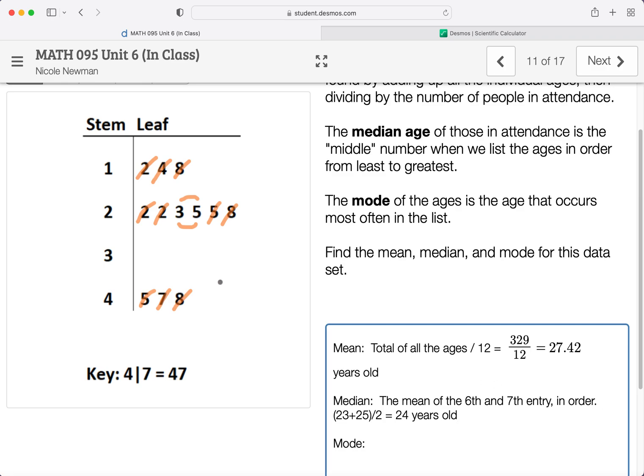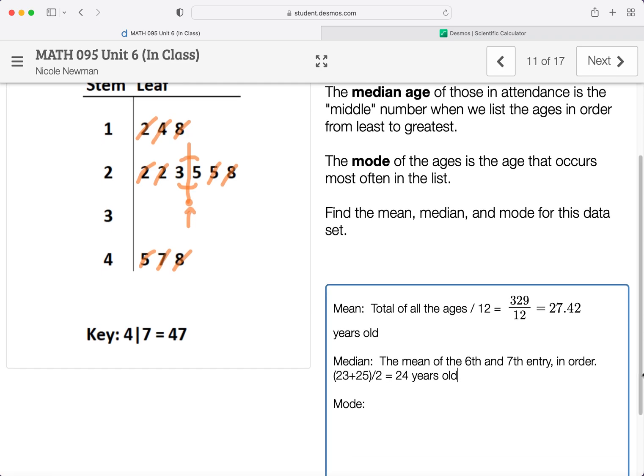So that's one idea. Also, if we had 12 entries, then we know that 12 divided by 2 is 6. 1, 2, 3, 4, 5, 6. So right there should split us into a lower half of the data and an upper half. And we know we need to be exactly in between 23 and 25 using that kind of idea as well. Phew. All right, there's the median.